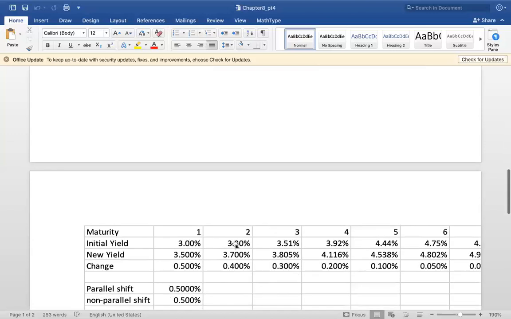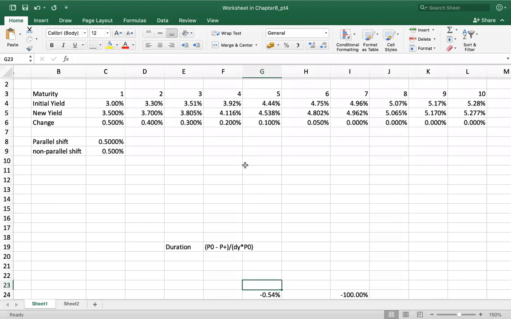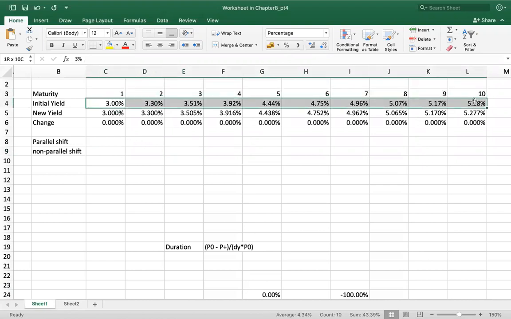So let's talk about this example in this Excel sheet, which I have embedded in this one. Okay, so this is the Excel sheet I have developed to explain the concept of key rate duration. Here you can see I have assumed for this spot rate curve we have maturities from 1 to 10 and these are the spot rates.